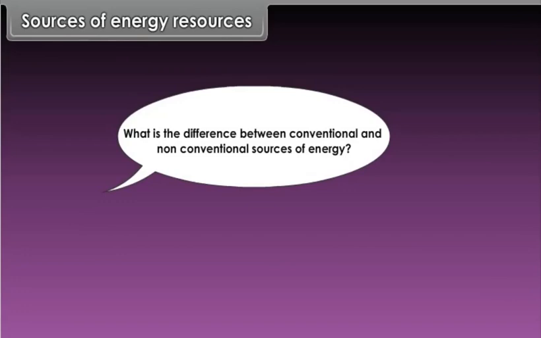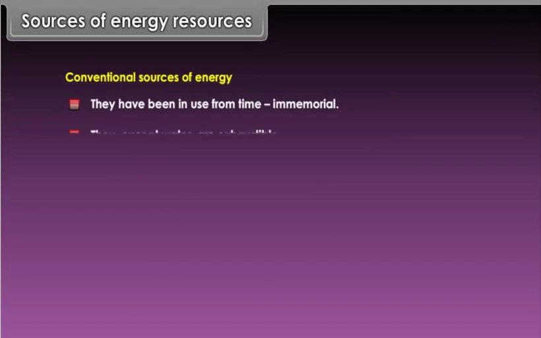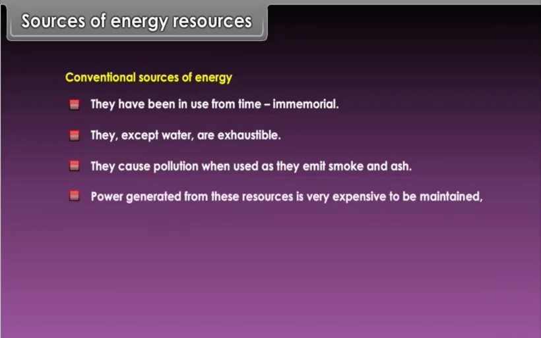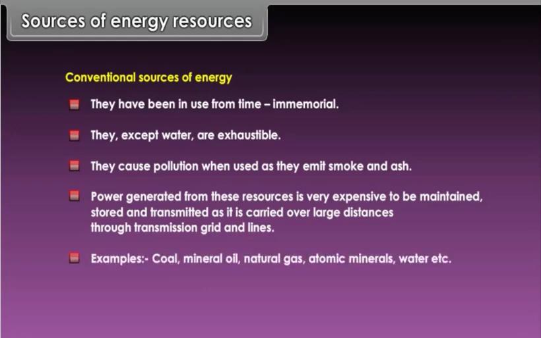What is the difference between conventional and non-conventional sources of energy? Conventional sources of energy. They have been in use from time immemorial. They, except water, are exhaustible. They cause pollution when used as they emit smoke and ash. Power generated from these resources is very expensive to be maintained, stored and transmitted as it is carried over large distances through transmission grid and lines. Examples: coal, mineral oil, natural gas, atomic minerals, water, etc.